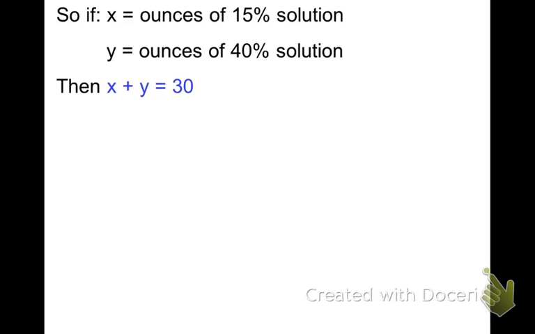So we'll start by defining the variables x and y. x will be the amount of 15% solution that we have, and y is going to be the amount of the 40% solution that we have. And again, since we want 30 total ounces of that 25% solution, we get x plus y equals 30.